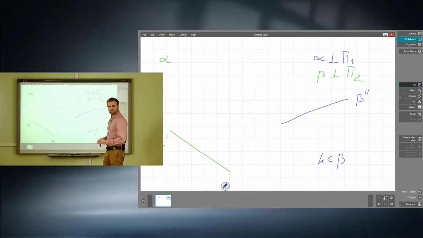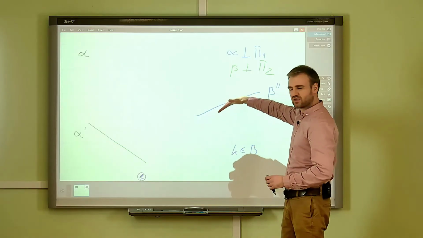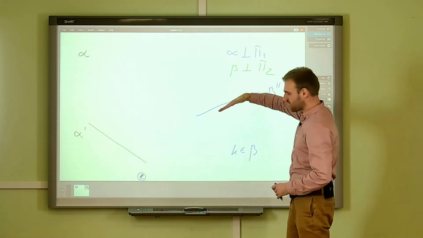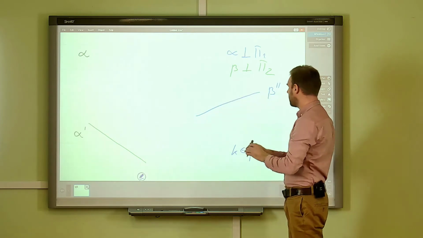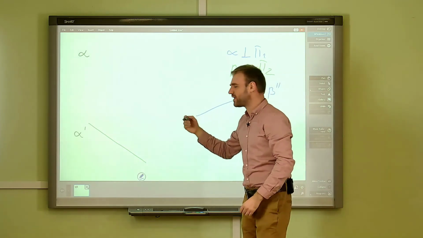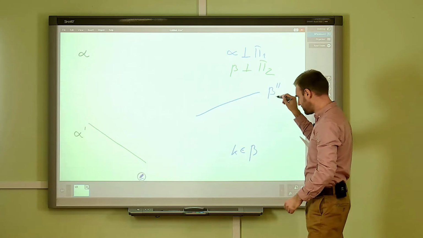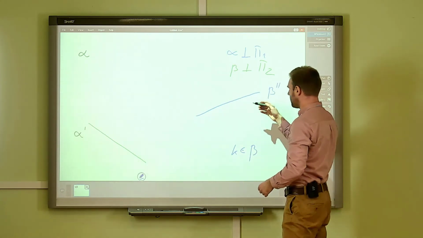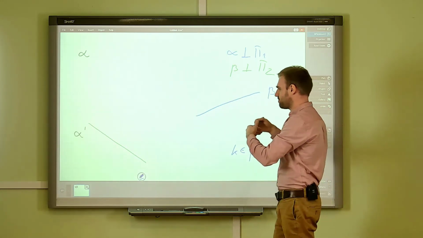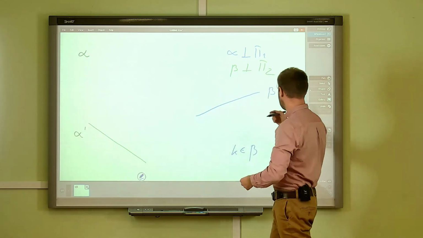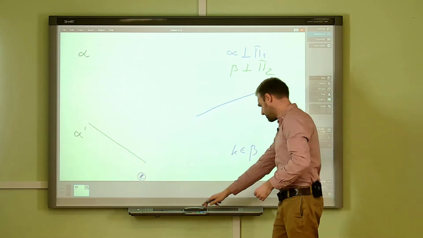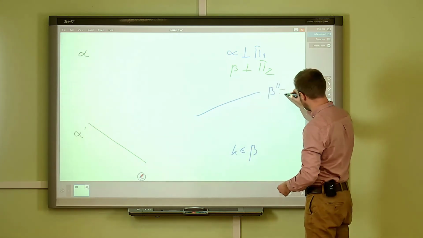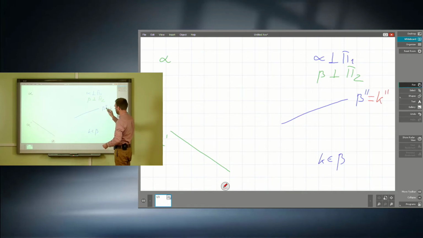The beta plane is a plane which is perpendicular to our multimedia board. It is quite easy to imagine that any line which lies on our beta plane will have its projection exactly the same as that beta. That is the condition for finding the projection of a line which belongs to the beta. It means that our k double prime will be exactly the same as beta double prime.